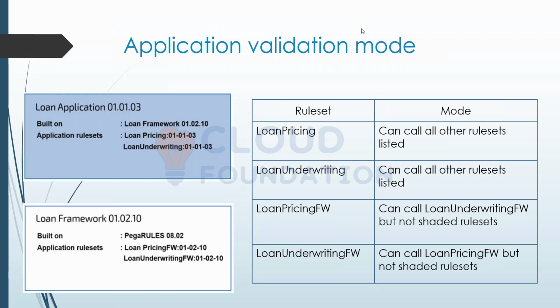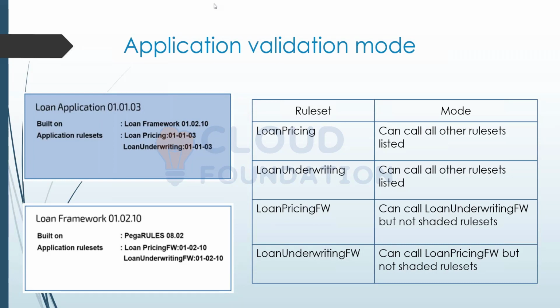Okay. So if you are trying to have reference between multiple rule sets, and you're trying to reuse them across different places, then we would go for this AV mode. Okay.